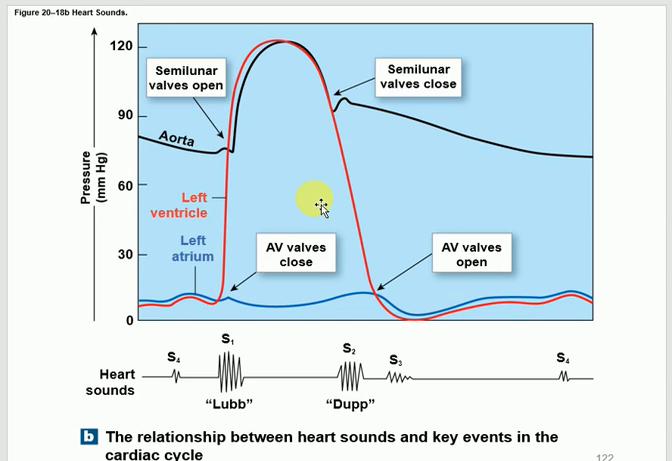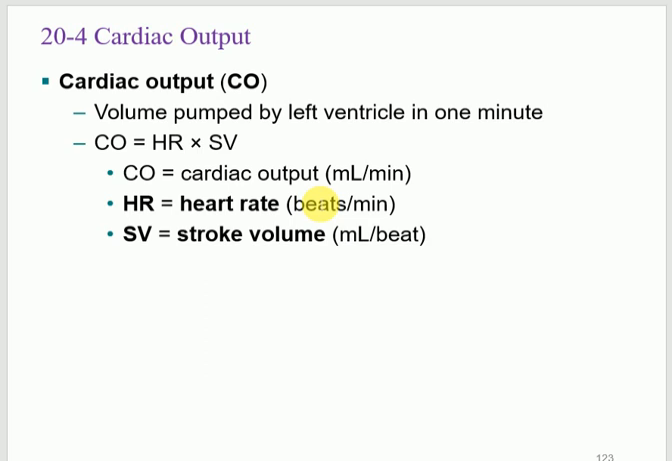Now, what did I call it when you have 100 and you contract, you push 60 out? What did we call the 40? End systolic. And what's the amount that left? The 60. What do you call the volume that left the ventricles when you contract? 60. Stroke volume.